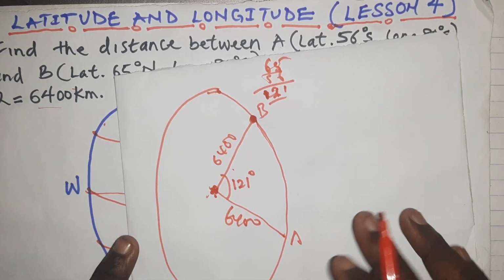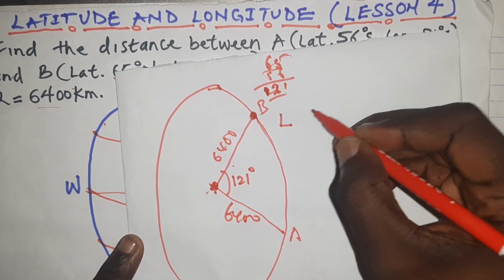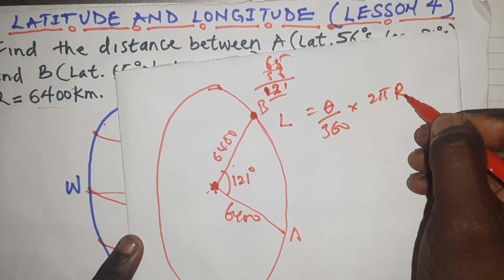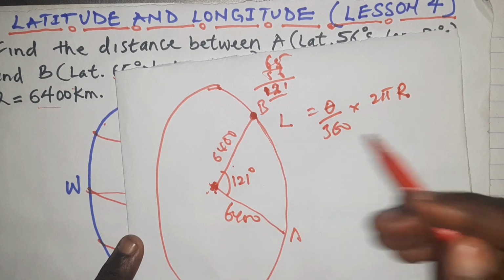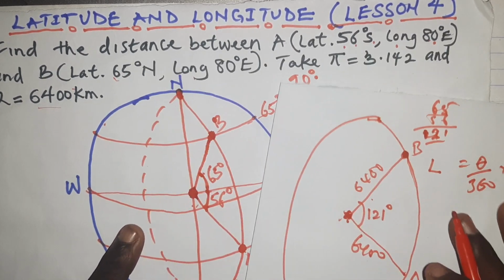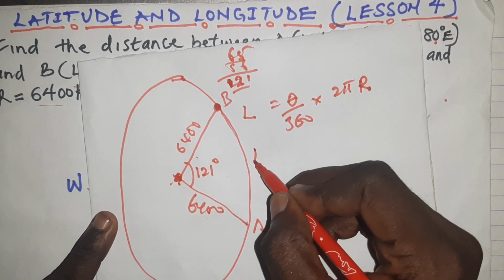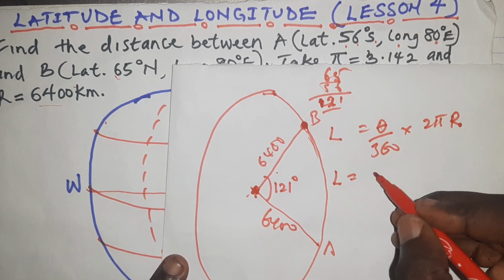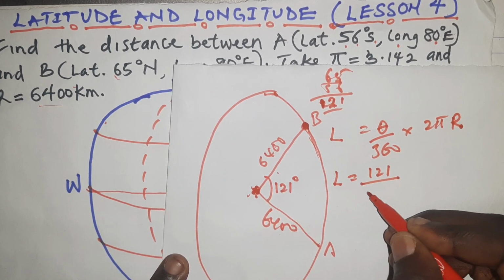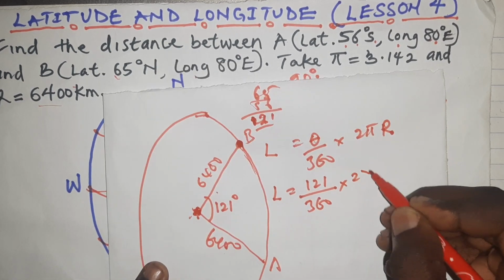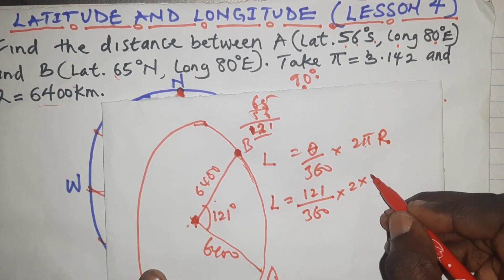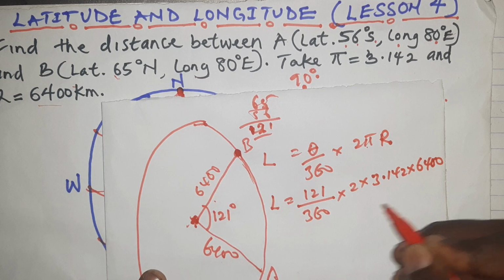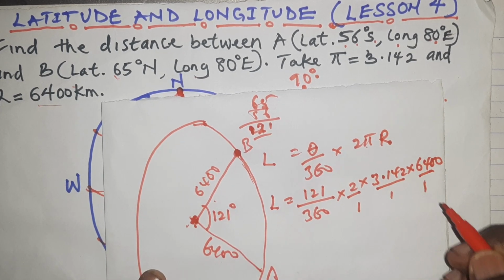So now, length of arc will be equal to theta over 360 times 2 pi big R. Remember, the radius of this longitude will be the same as the radius of the earth. So the length of the arc will now be, what's the theta? Theta is the angle that this arc is subtending at the center. That's 121 over 360 times 2 times, what's the pi? So we should use 3.142. Then times the radius of the earth, 6,400. You can put this 1 over 1 over 1 and over 1. So let's do the calculation.